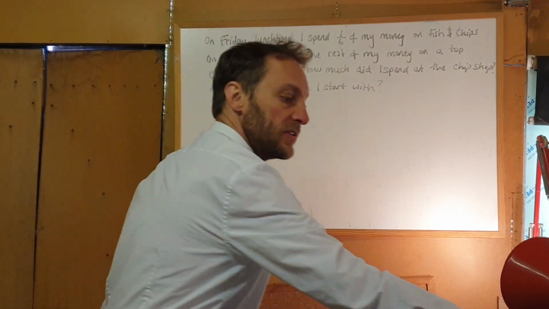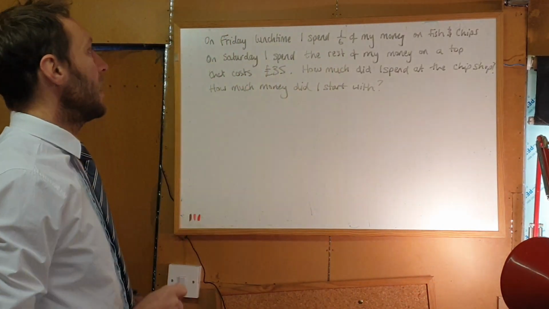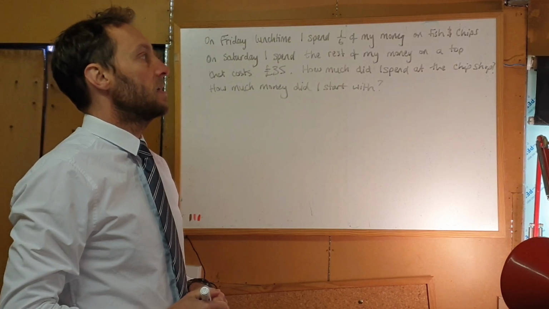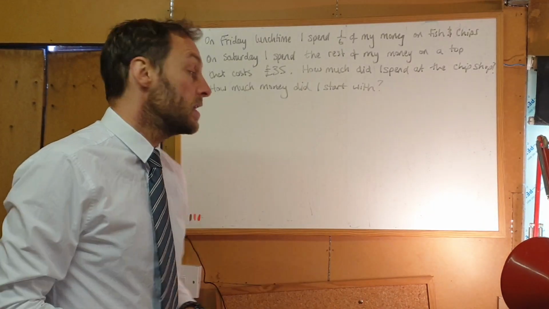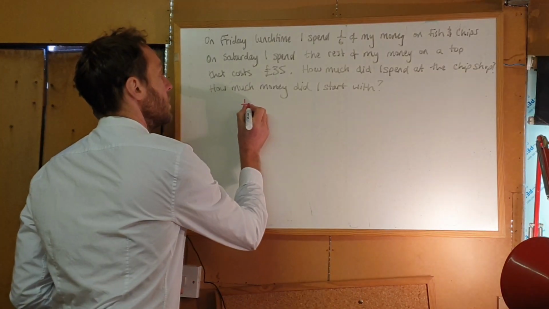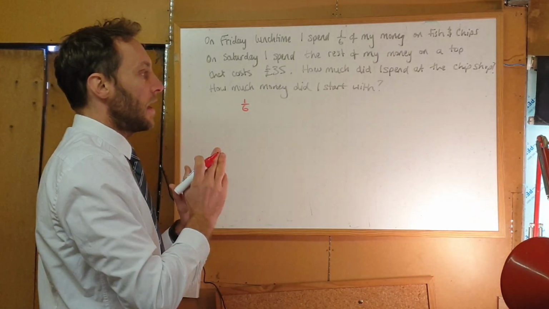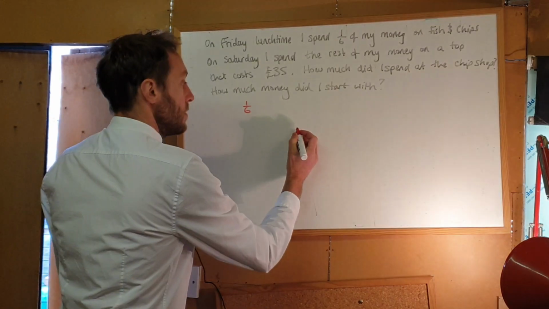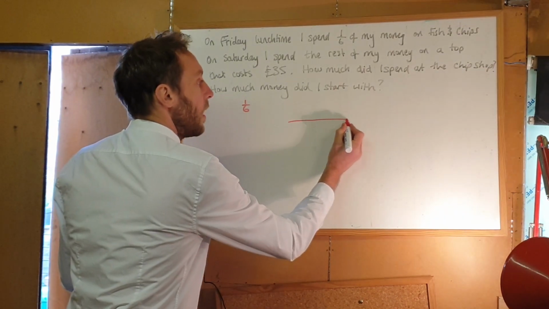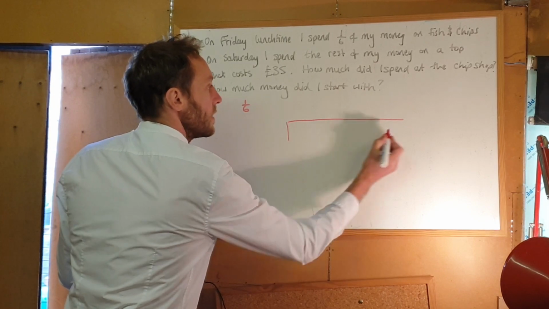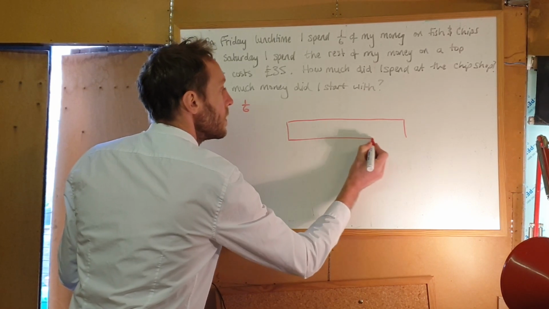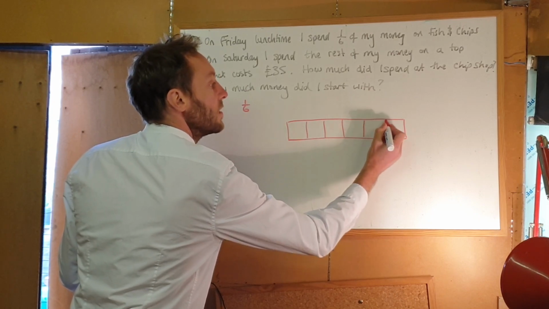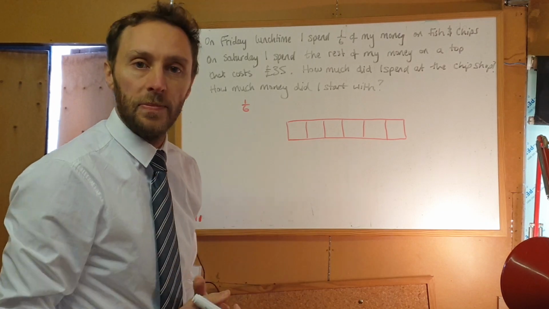So the way we start to solve this problem, we need to think about this. It says on Friday lunchtime I spent 1/6 of my money on fish and chips. So on Friday we know we spent 1/6. So I can break up the amount of money that I spend into sixths. So if I draw a bar model, and split that into sixths, then I can start to picture the problem.